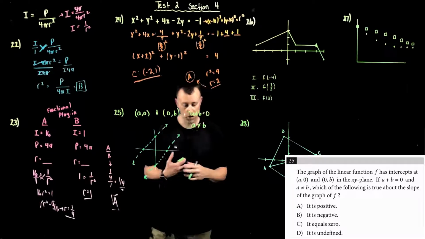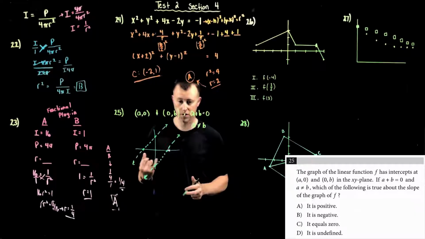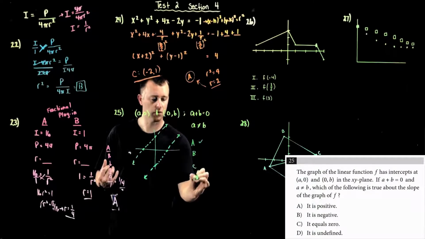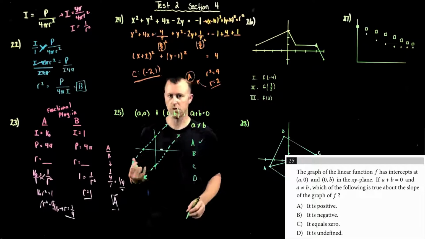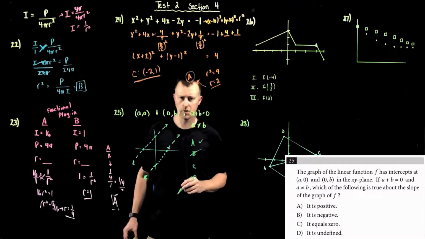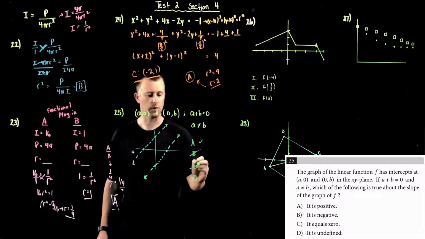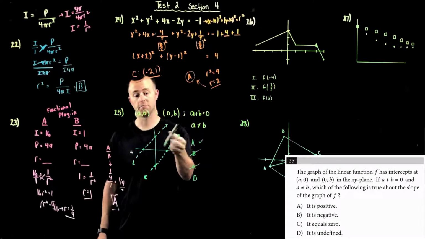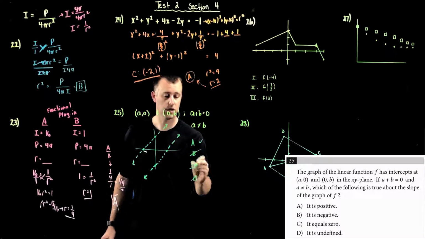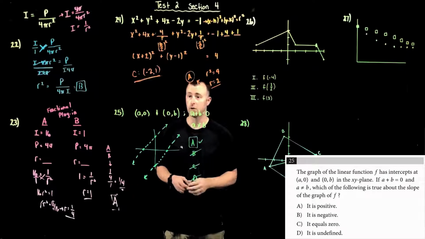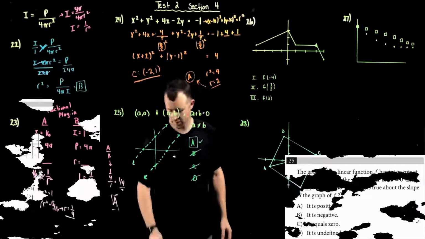Now, which of the following is true about the slope? A says it's positive. Well, yeah, it is, so I'll keep that. B says it's negative. Well, it's not negative. I can see that it's going up, so it's not B. C, it equals 0. No, it's going up. And D says it is undefined. Well, undefined would be a vertical line. Definitely not vertical, so it's not D. So your answer is A. Draw the picture, you should be able to see what's going on there. So that's going to be number 25.